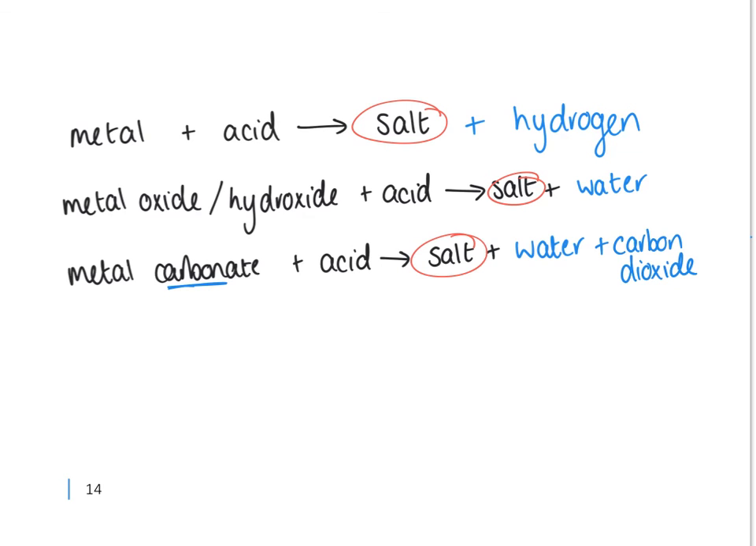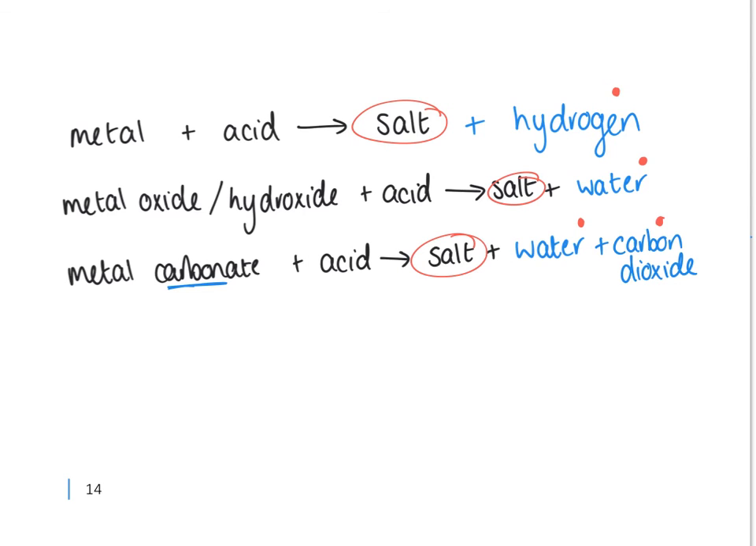With a metal, I've got hydrogen. With a metal oxide or hydroxide, my side product is water. And then with a metal carbonate, it's water plus carbon dioxide. And you can kind of see how these build from hydrogen to water to then water plus carbon dioxide. So when you get into your exam, go straight in, write these 3 general equations down, and that will help you if you're asked to write an equation for a specific example.